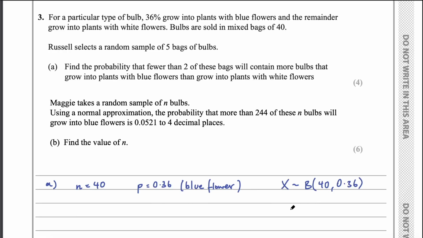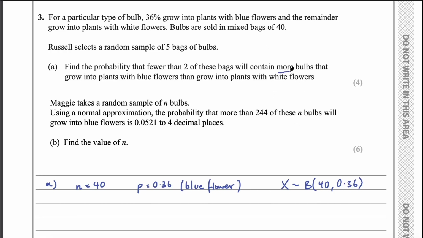So I want to work out the probability of getting more blue flowers in one bag, and then look at the probability across 5 bags. So again, the question says, what's the probability that the bag will contain more bulbs that grow into blue flowers? If we had more blue flowers, that would mean over half of the bulbs would have to be blue flowers. So what's half of 40? That's 20. So we would need at least 21 bulbs growing into blue flowers.